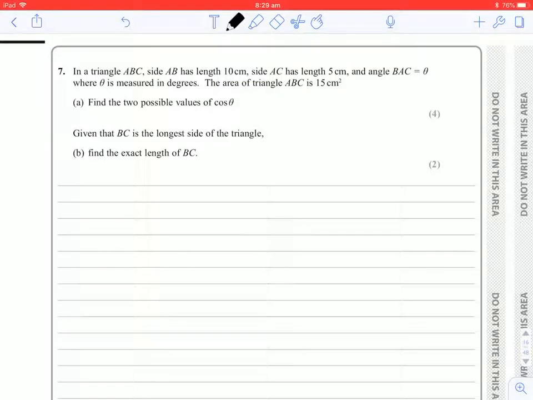The May 2018 AS paper question 7. In triangle ABC, side AB has a length of 10 centimetres and AC has a length of 5 centimetres. Angle BAC is equal to theta, where theta is measured in degrees. The area of the triangle ABC is 15 centimetres squared. Find the two possible values of cos theta.